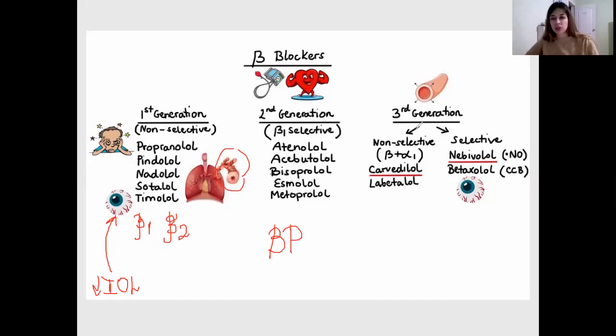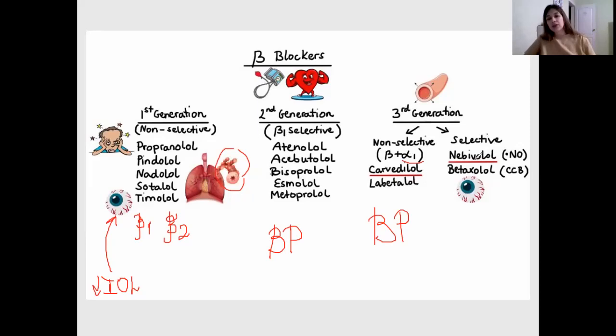And the third generation, which also have some special good effects. Carvedilol and labetalol block not only beta but also alpha receptors, which is very good also for the blood pressure because they relax the blood vessels, yes.